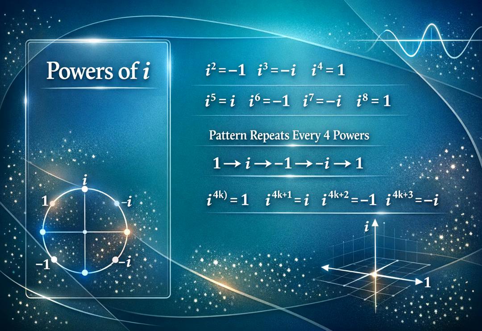The powers of i follow a beautiful pattern. i squared is -1, i cubed is -i, i to the fourth is 1. Then the pattern repeats. i to the fifth is i, i to the sixth is -1, and so on. In general, i to the power 4k is 1, i to the power 4k plus 1 is i, i to the power 4k plus 2 is -1, and i to the power 4k plus 3 is -i.